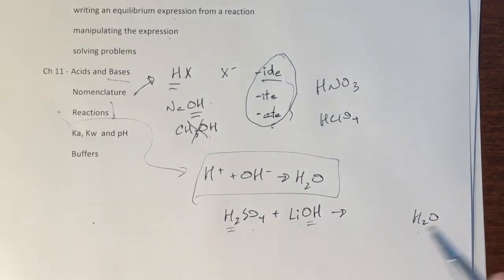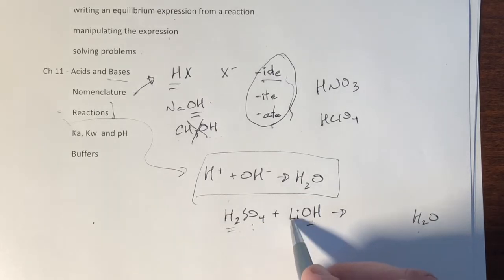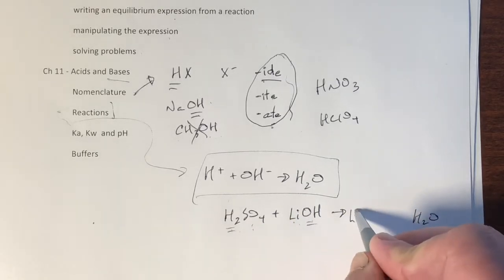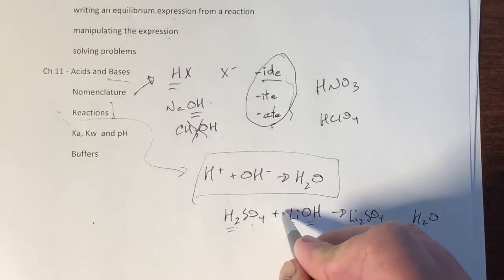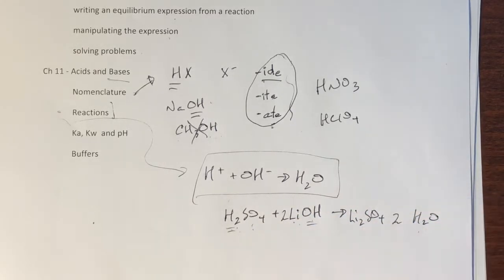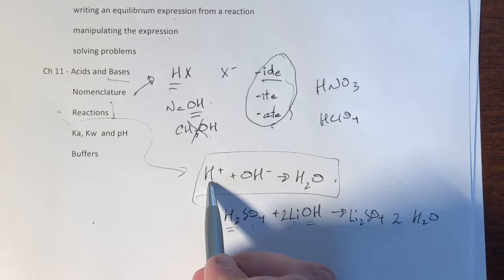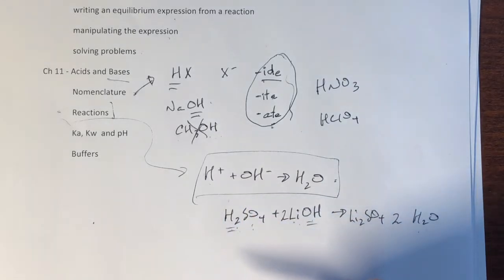and then I recognize this as maybe a double replacement reaction, and so I'd say, oh, lithium and sulfate must give me LiSO4. There's 2 protons here, so I must need 2 of those, and that gives me 2 waters there. But the driving force of these reactions is the proton of the H plus reacting with the hydroxide to give me H2O.